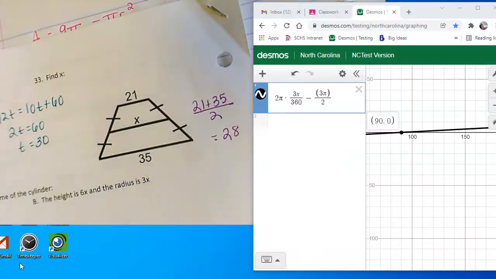Any questions about that one? Called the mid-segment. I think I said median. It's a mid-segment.